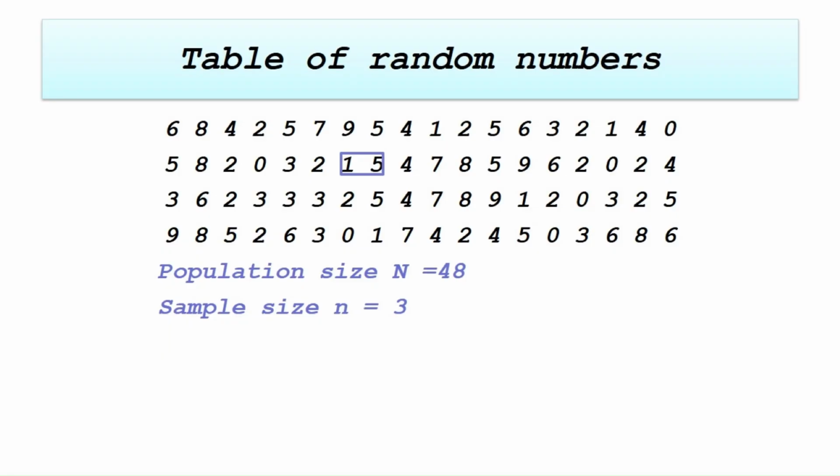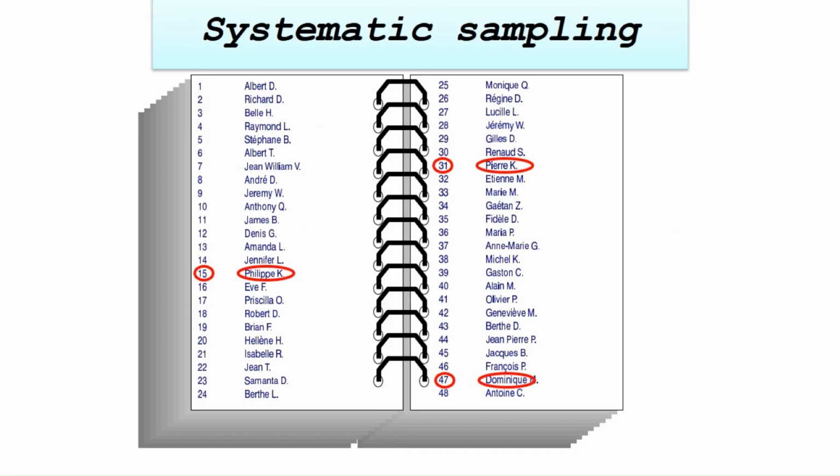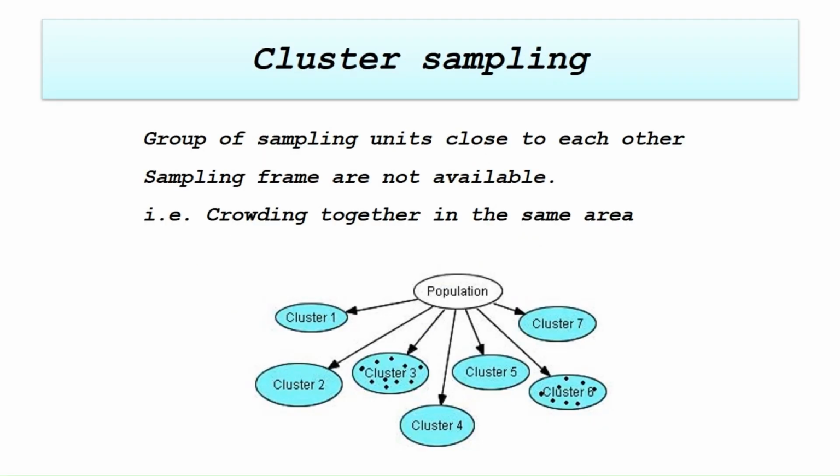This one is 15. The next one is the 16th one. First we select 15, plus 16 is 31, and the next 16th position is 47. Here we complete our sample size. Our sample size is 3.